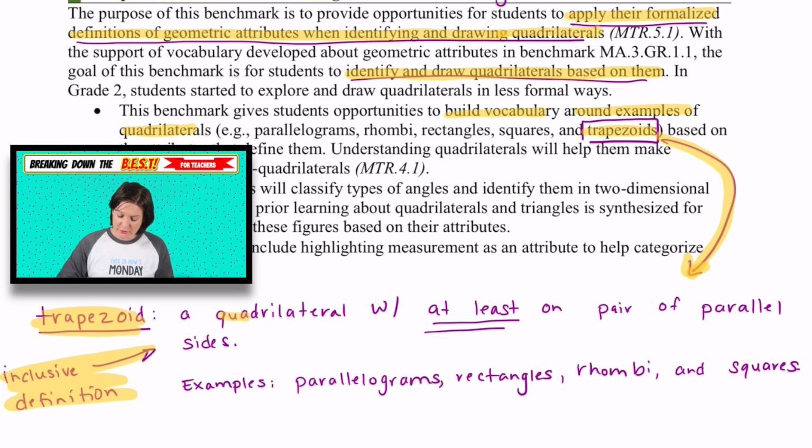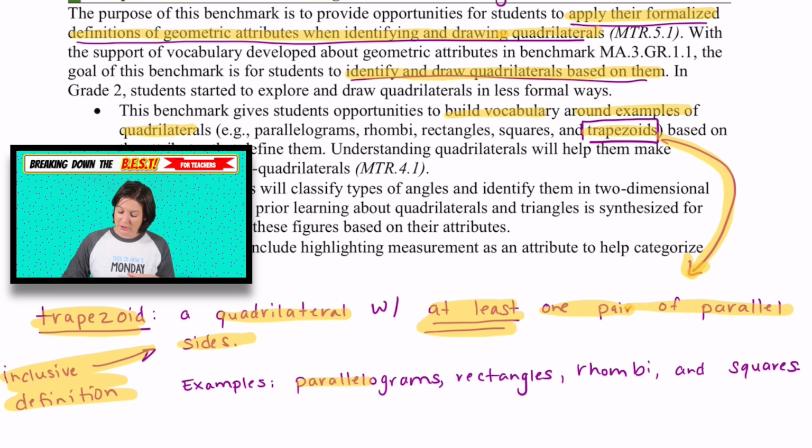It's a quadrilateral, so a polygon with 4 sides, with at least, this should say 1, with at least 1 pair of parallel sides. In the past, I have had examples in videos where I have taught that a trapezoid has 1 pair of parallel sides. This is saying that it has to have at least 1 pair. So if it has more than 1 pair, it's still considered a trapezoid. In order to be a trapezoid, to be included in the trapezoid club, it needs at least 1 pair.